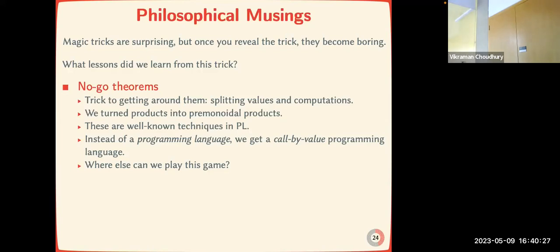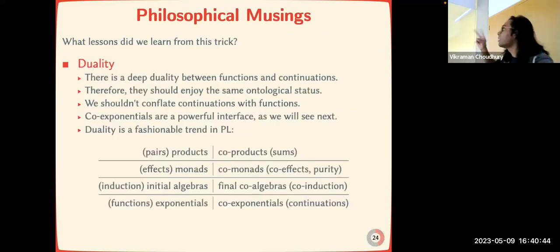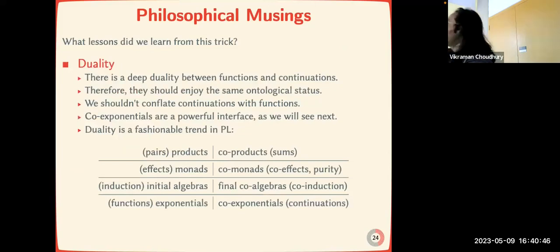Yeah, so there are many other no-go theorems like this. When you have dualities, it makes me think that this trick could be played somewhere else. I don't know where else. For example, in quantum foundations, these things often occur.